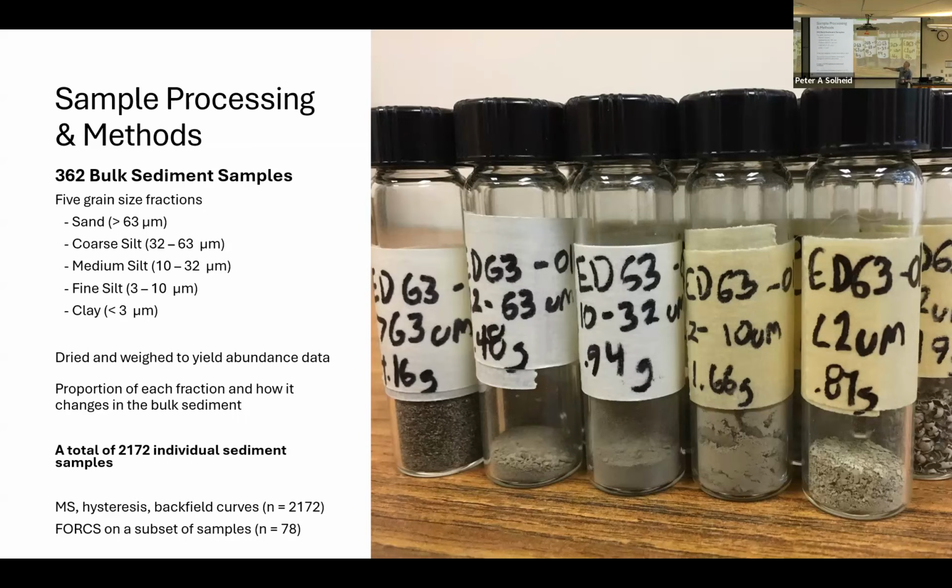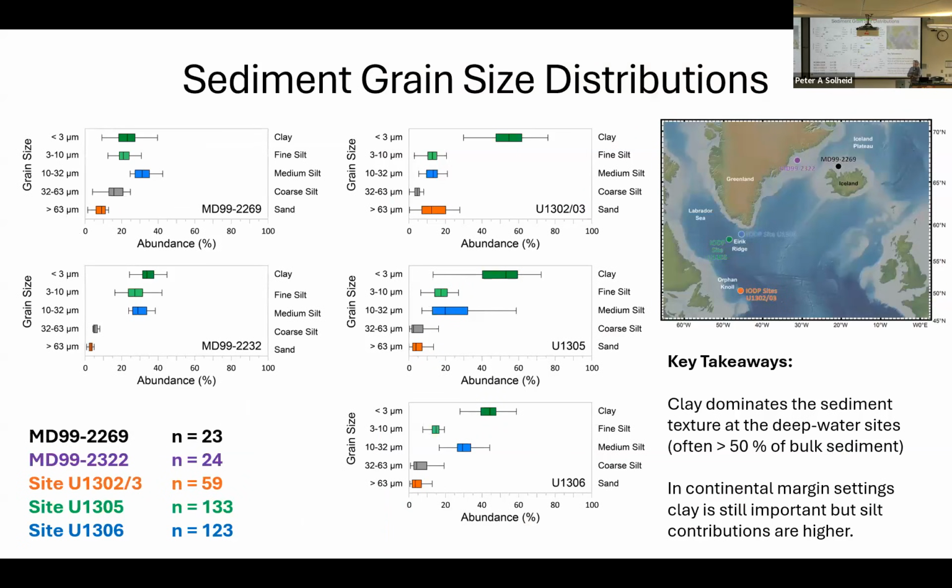But with it in mind, these are the types of techniques that we typically use in paleoceanographic studies to try and characterize some of this rock magnetic variability. Okay, so jumping into some data.